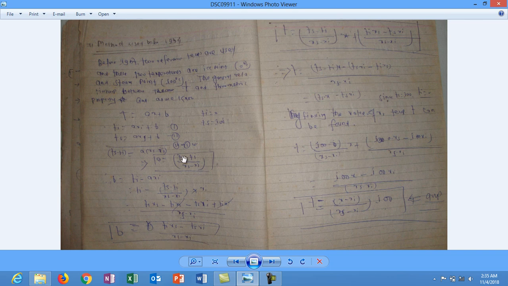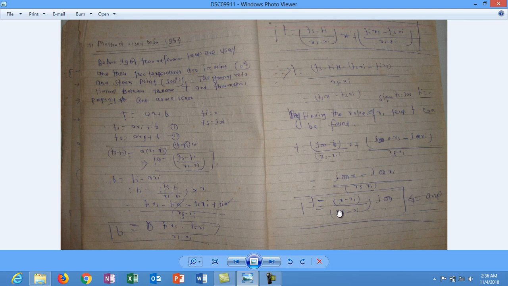So after putting the value of A and B in the main equation, we get T is equal to Ts minus Ti into x minus Ts into xi minus Ti xs, divided by xs minus xi. We know that Ti is 0 because it is the ice point, and Ts is 100. After putting these values, we get T is equal to x minus xi divided by xs minus xi into 100. This is the main equation we have to remember.